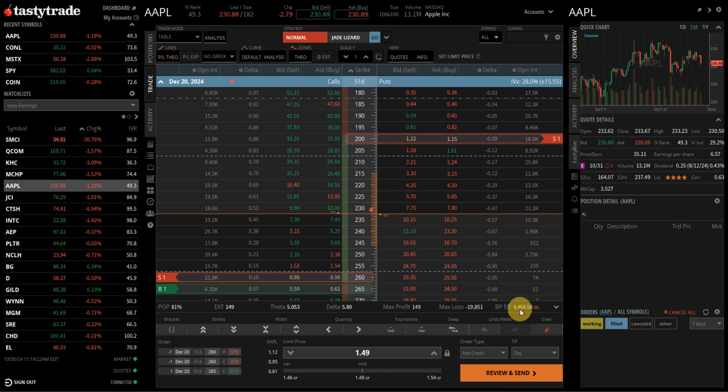Your buying power is $4,400 compared to $20,000 that probably Robinhood will want. Theta decay, every day we got let's say $5 every day. This option will lose $5, meaning this price will go down $5 every day. Slow and steady wins the race. This is how you sell options for income without too much gambling.